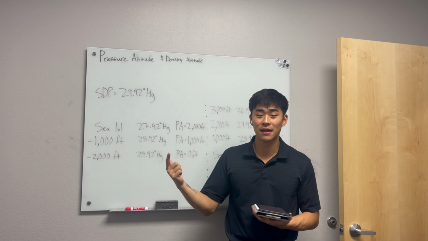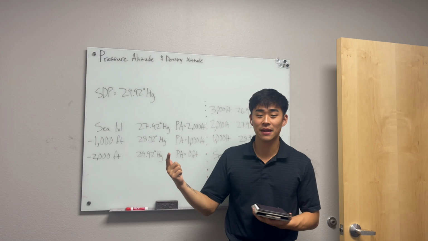And we know that the definition of pressure altitude is the height above the SDP, so our pressure altitude here would be 0. If we went up 1,000 feet, our pressure altitude would be 1,000 feet. If we went up another 1,000, our pressure altitude would be 2,000 feet. So even if our true altitude is 0, our pressure altitude would be 2,000 feet, or the height above the SDP. So how do we figure out what our pressure altitude is?